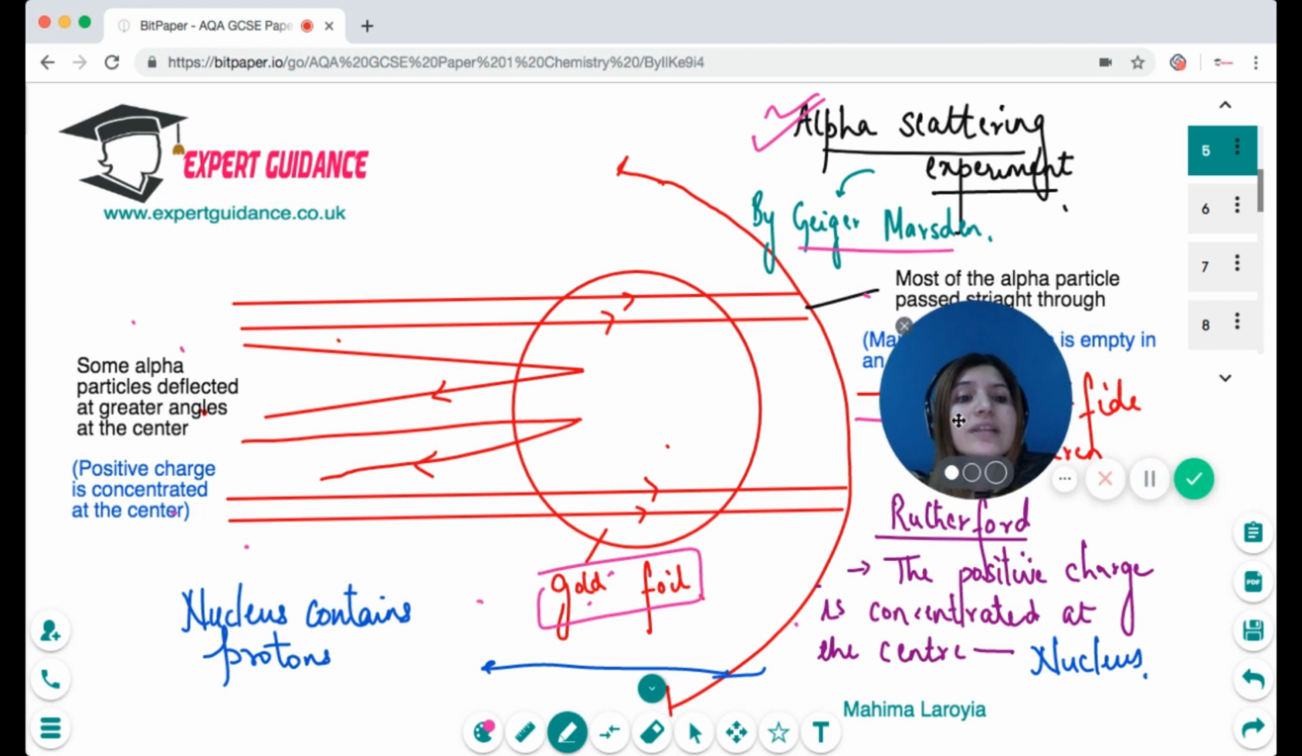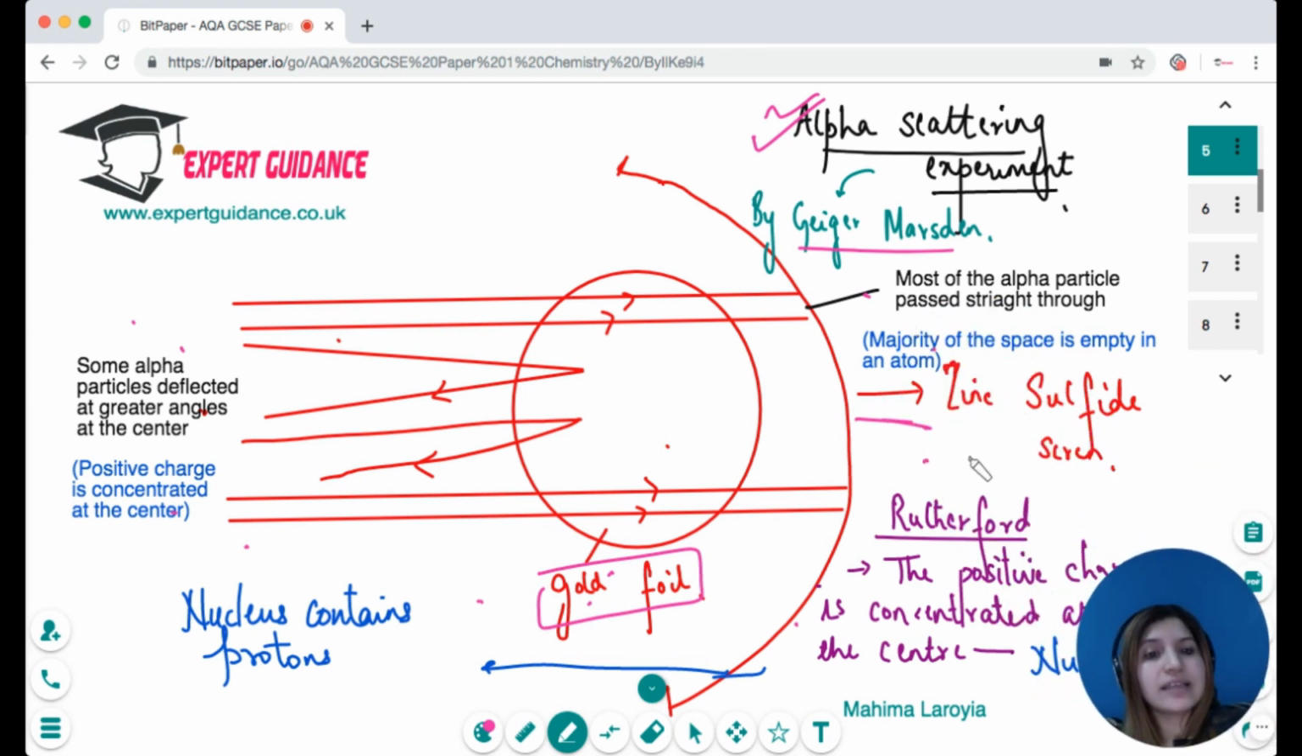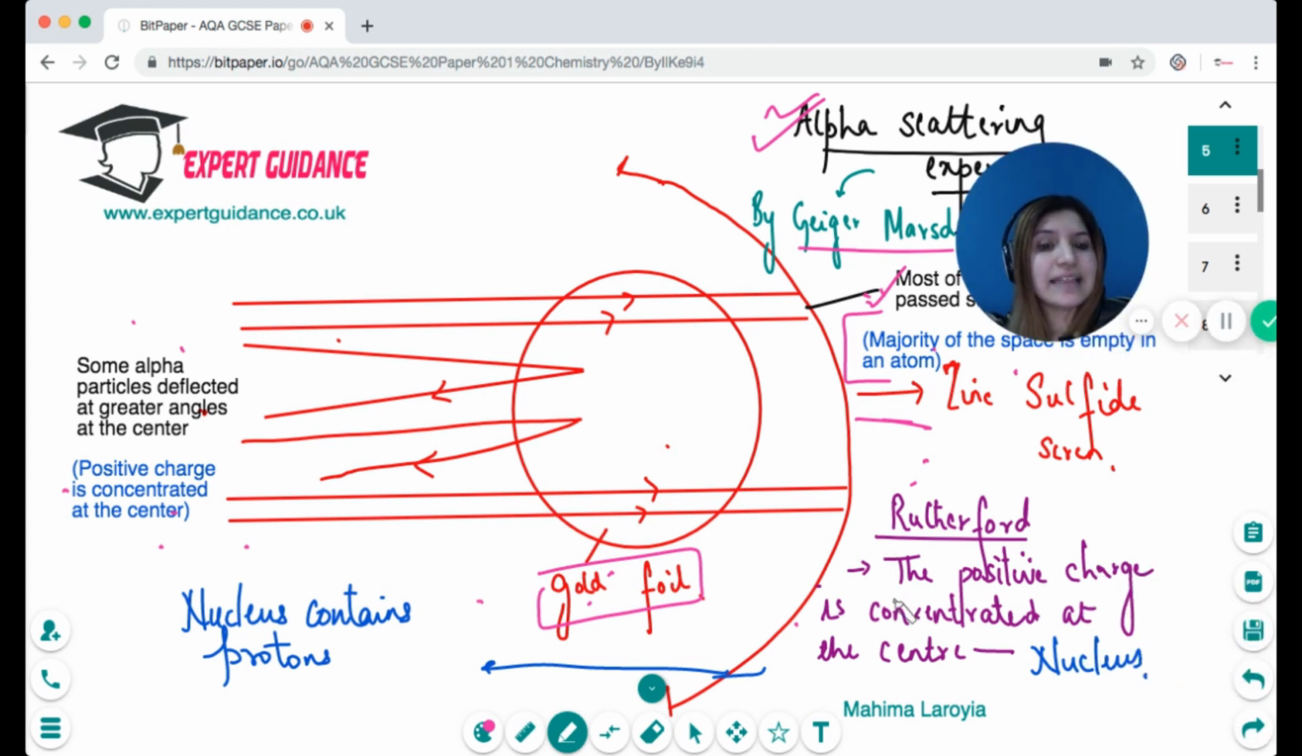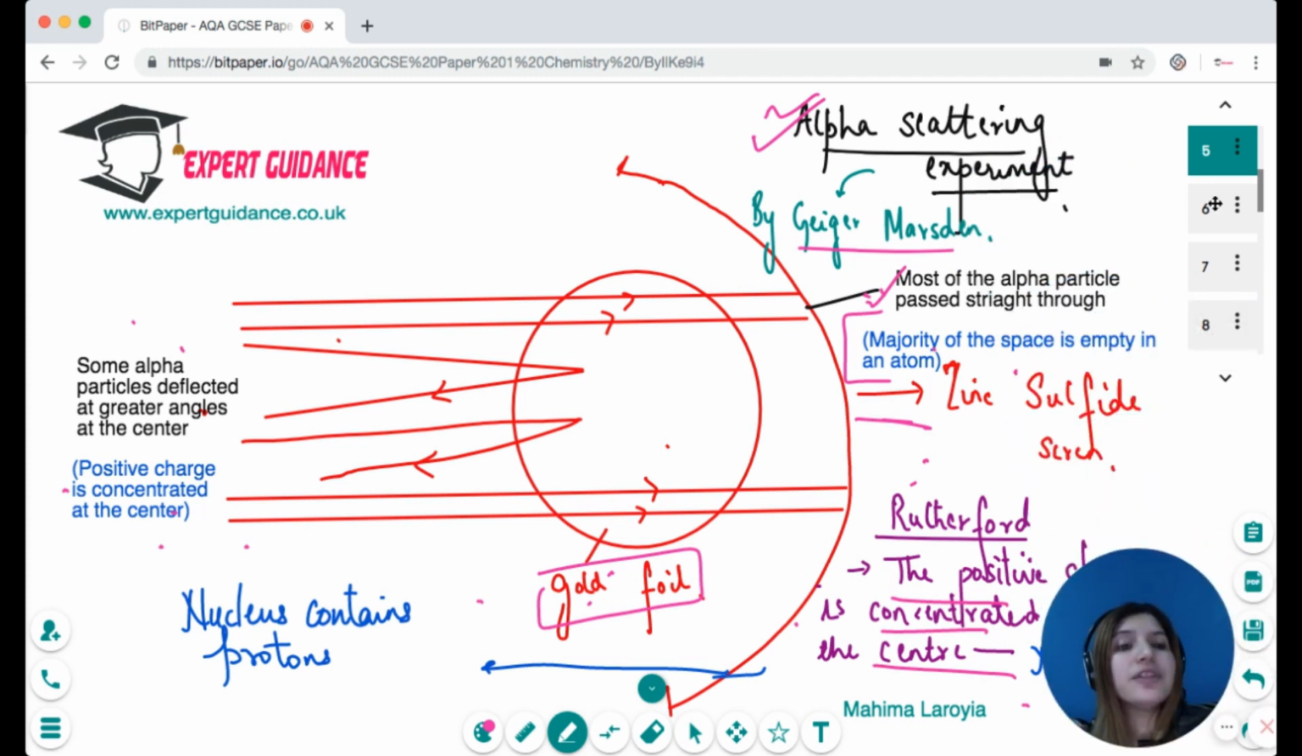Now what does this tell us? It tells us that since most of the alpha particles pass straight through, the majority of the space is empty in the atom, and since there was a greater deflection at the center, there's a positive charge which is concentrated at the center of the atom. So therefore, Rutherford modified the structure of J.J. Thomson, and he said that the positive charge which is concentrated at the center is the nucleus.